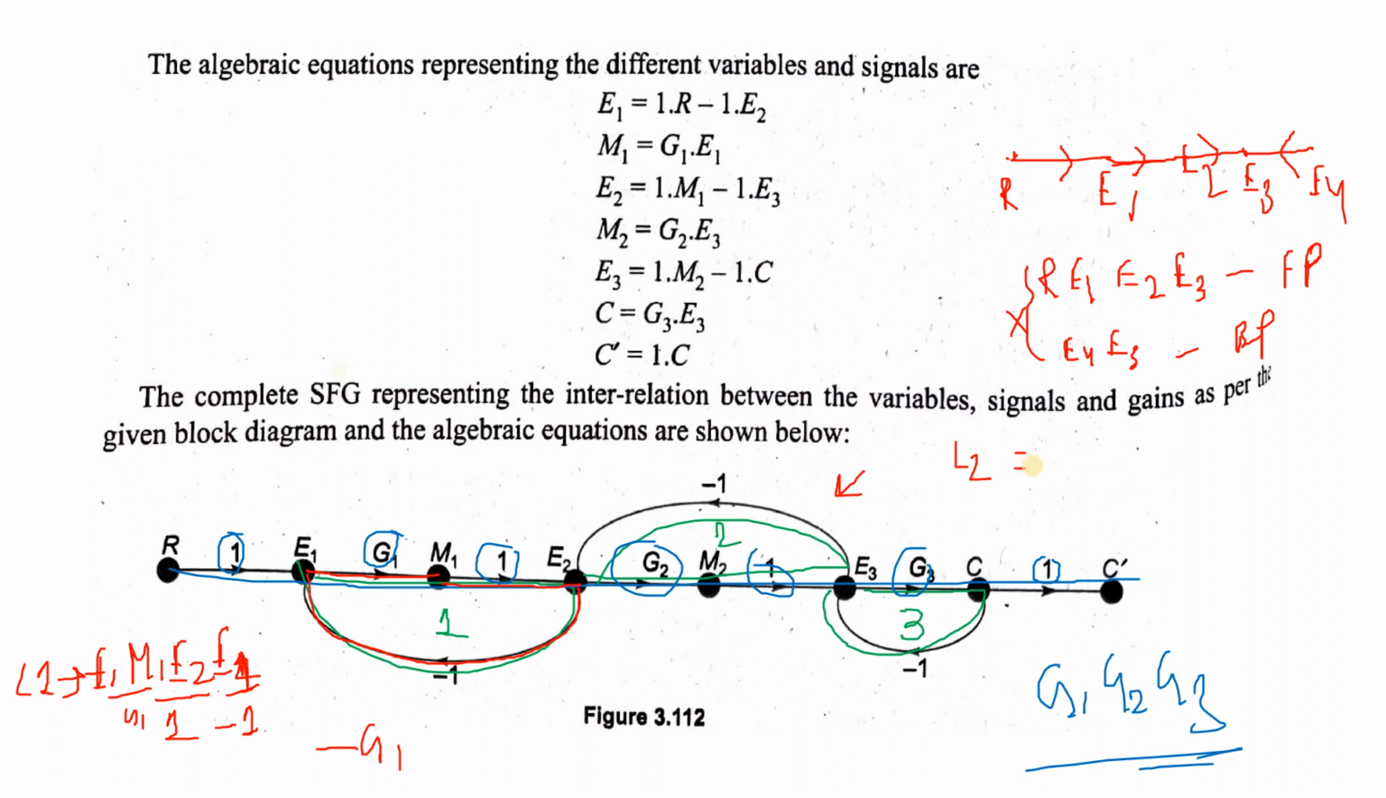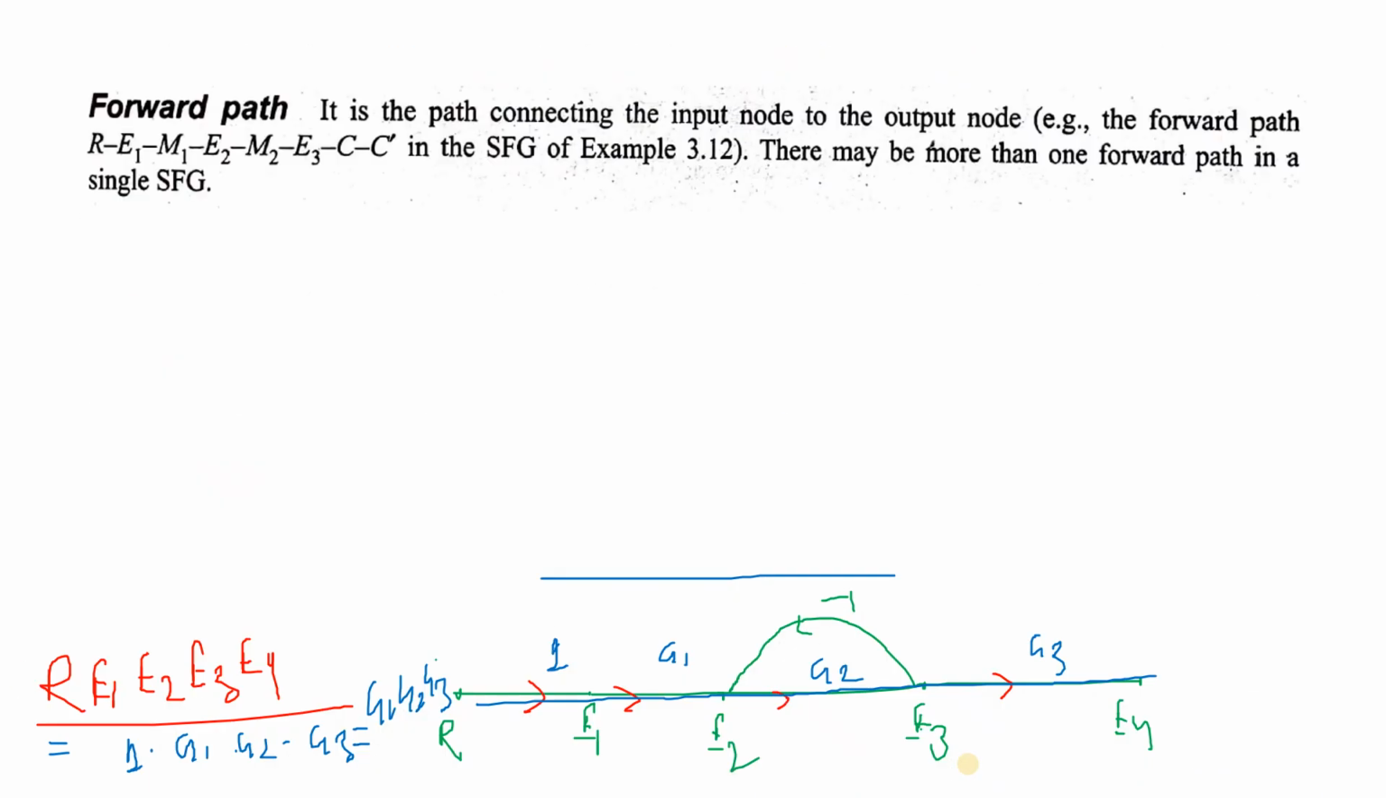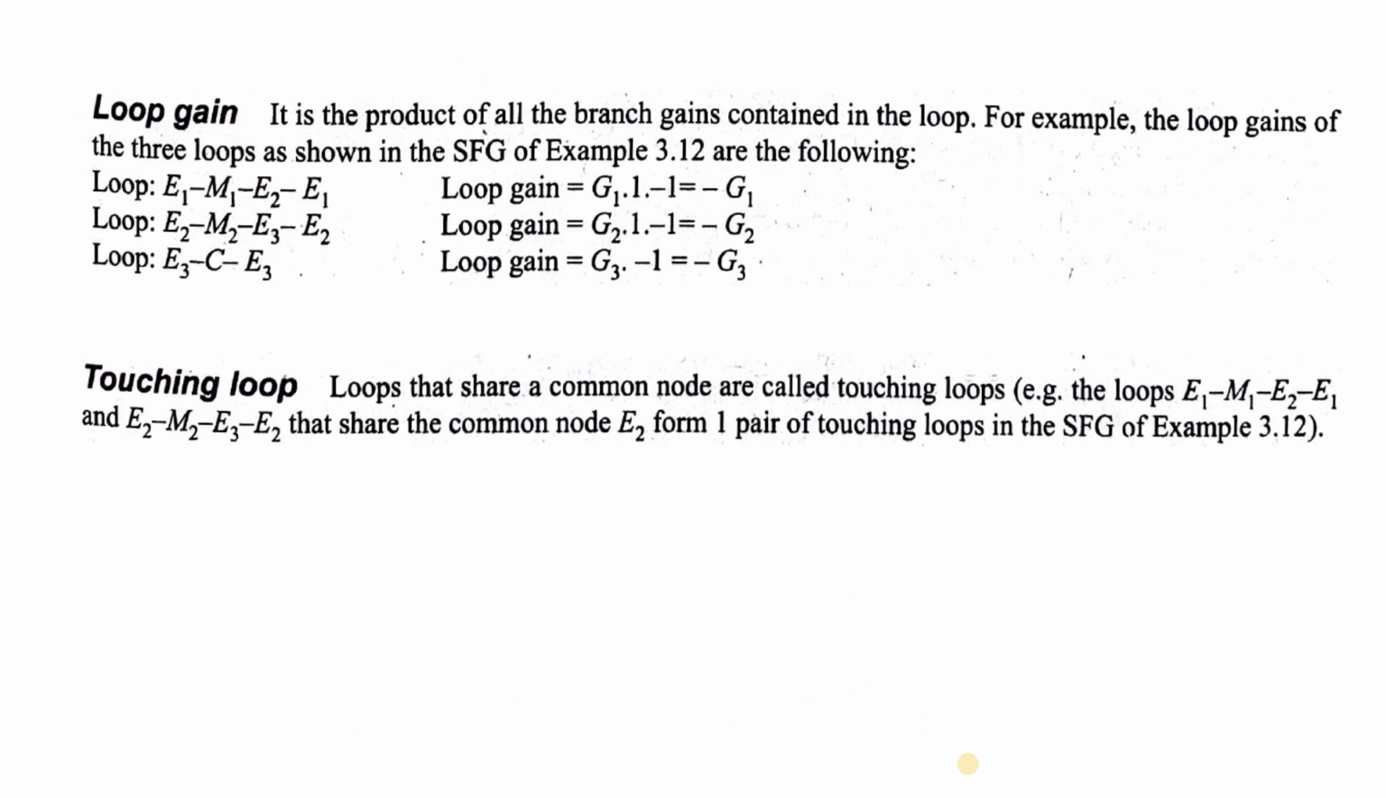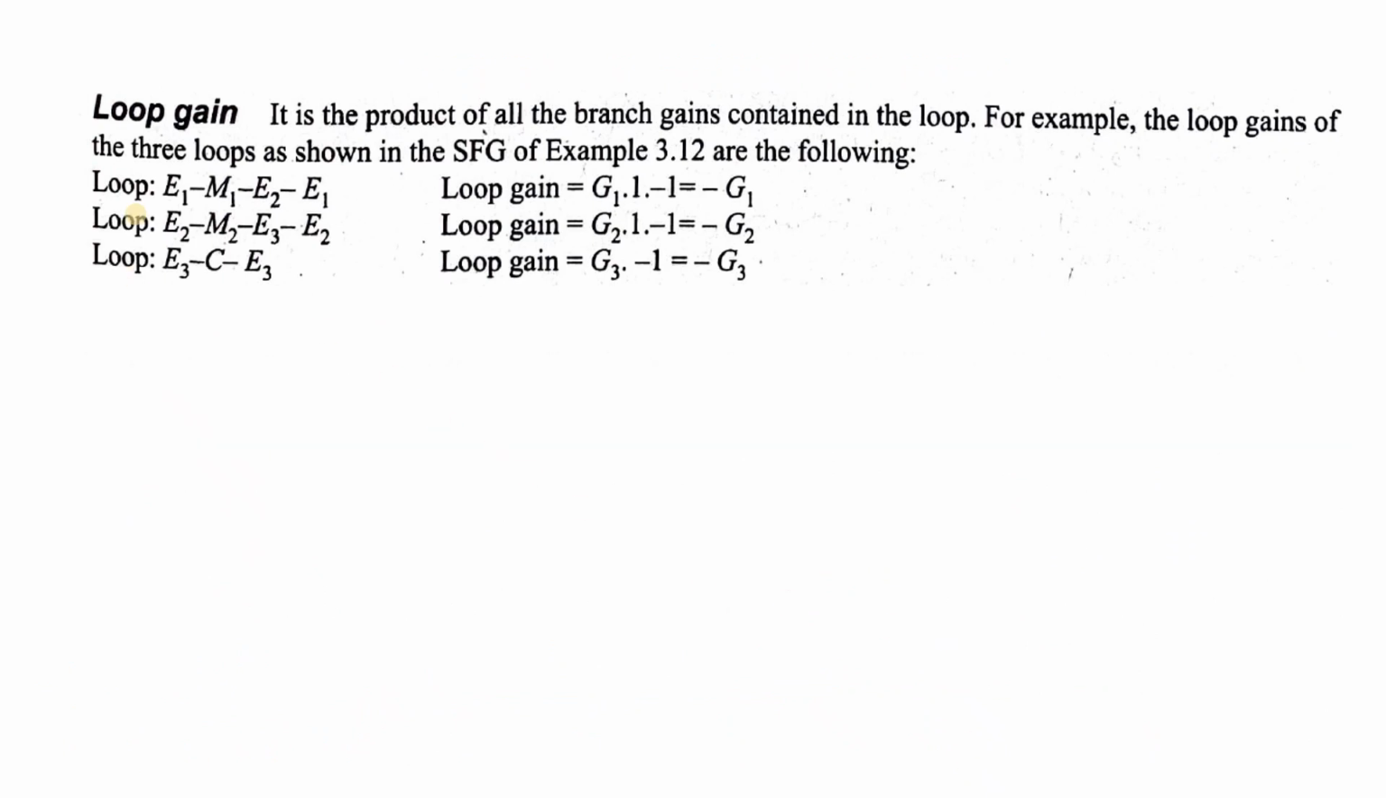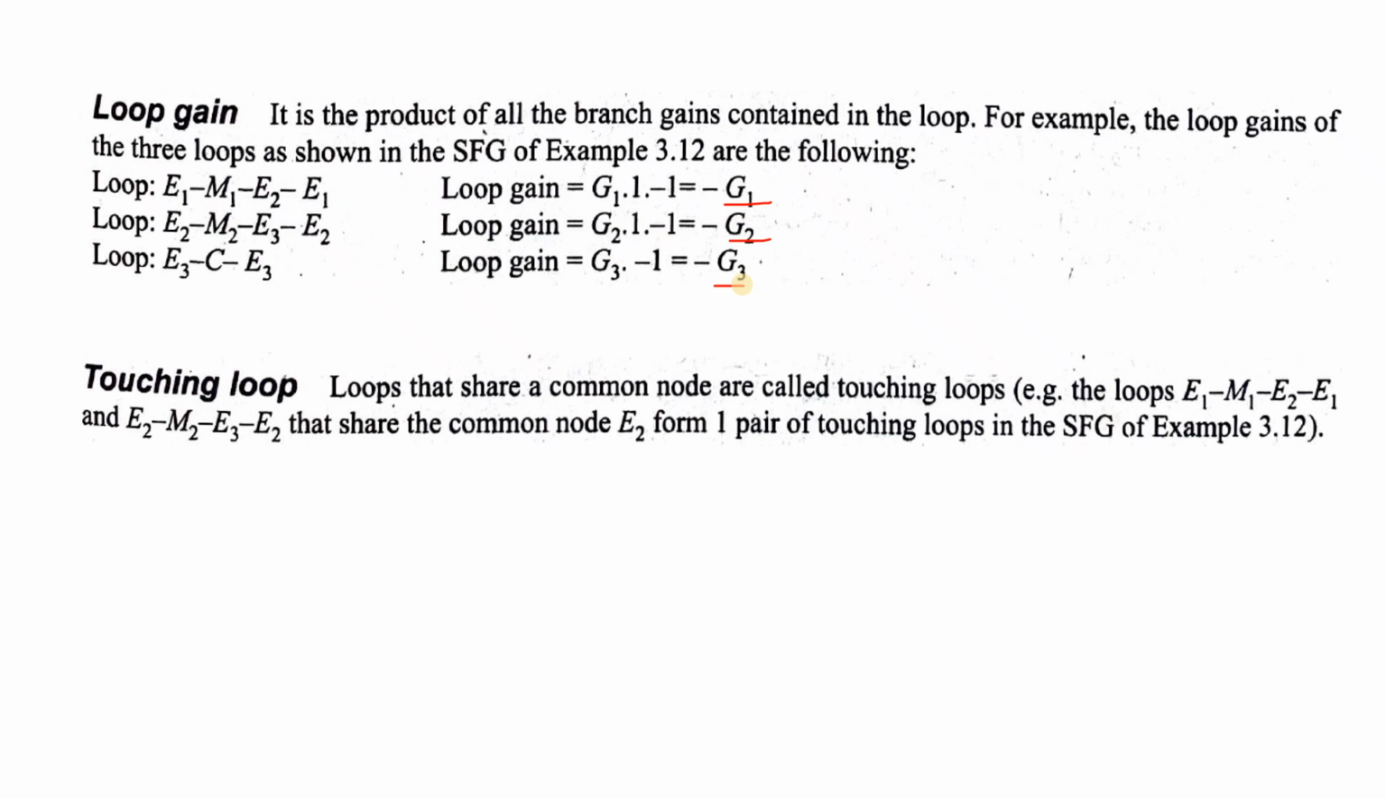For loop 2, the gain will be minus G2. And for loop 3, what will be the gain? Anyone? Minus G3. Yes, minus G3. Good. So these are the gains of the loops. So the loop gain of loop number 1 is minus G1, loop number 2 is minus G2, loop number 3 is minus G3. Now comes the concept of touching loop.